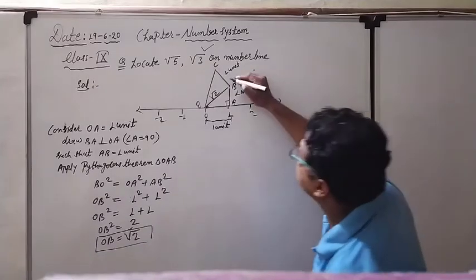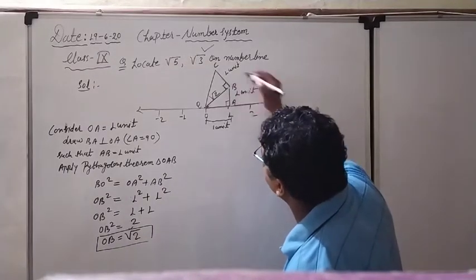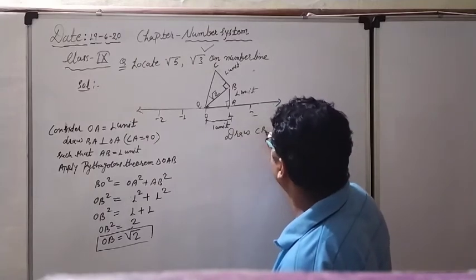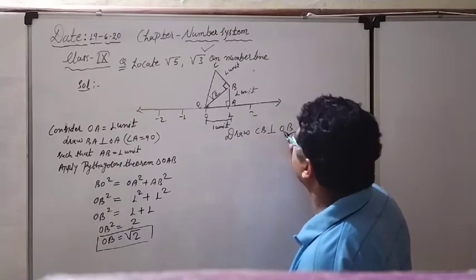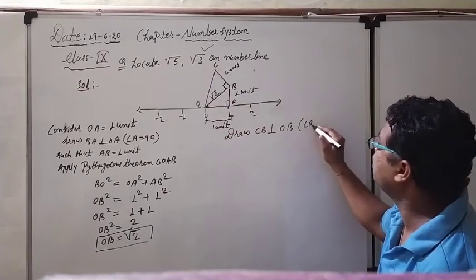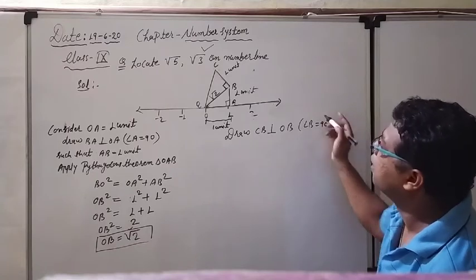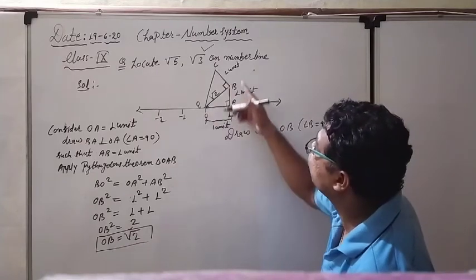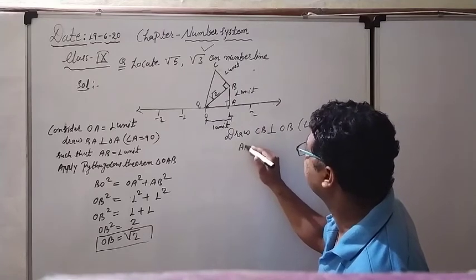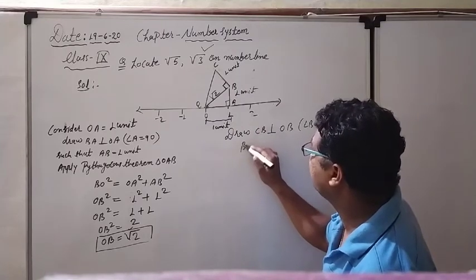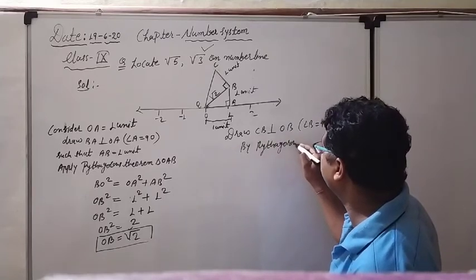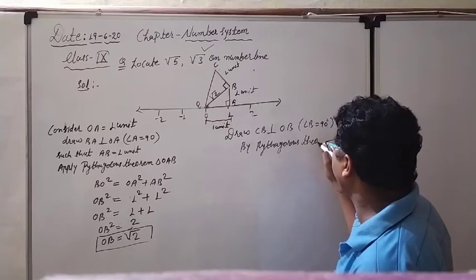Again see, this is again perpendicular. Again see what I have to write down. Draw CB perpendicular to OB such that angle B is equal to 90 degrees. Again you can see this OBC is a right angle triangle. And apply again the Pythagoras theorem. We can say by Pythagoras theorem we are going to apply.